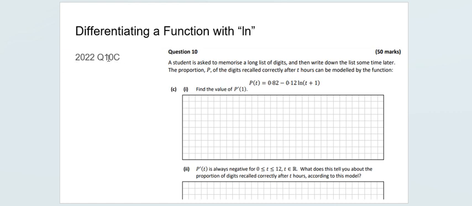So 2022 question 10c, this is an example of where differentiating a function with the natural log came up. So part C1, you just have to differentiate it, and then you have to just sub in 1 for t in this case, and that's your answer really. And then what does it tell you? So the second part is just explaining the context of it.